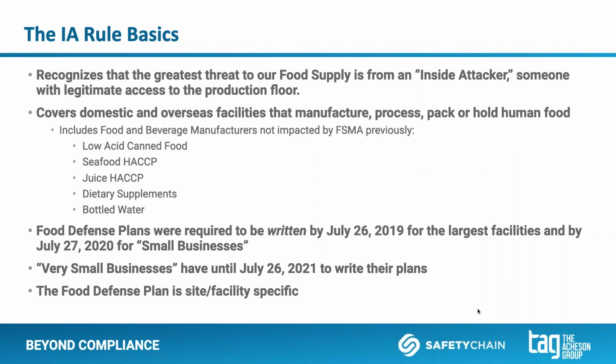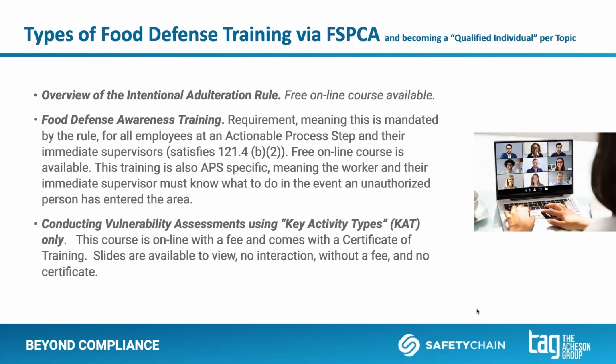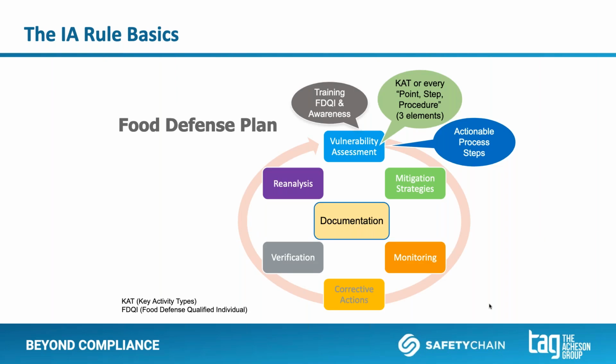What I'd like to show you now is how the rule is set into place for those of you who are familiar with HACCP. What you see here is a circular flow chart that has a lot of analogy to how food HACCP is. So if you're familiar with food HACCP, then this should be familiar to you as well. At the top, we need to have a written vulnerability assessment, and that includes training. So you have to be an FDQI. Similar to HACCP, this would be analogous to your hazard analysis. An analysis has to be written.